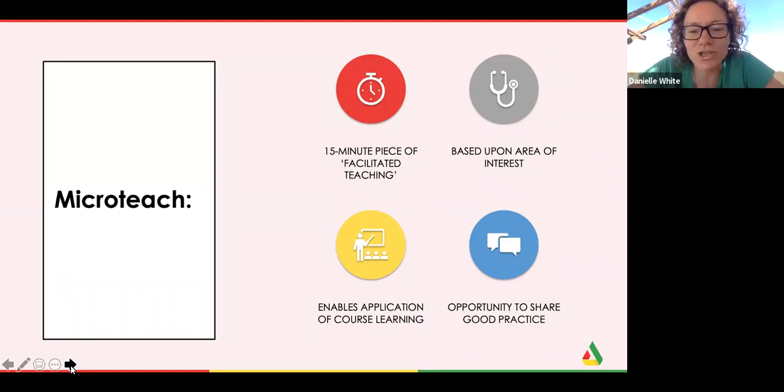So the Microteach is a 15-minute piece of facilitated teaching. It's based upon an area of interest. It enables the application of course learning, and it's an opportunity to share good practice.